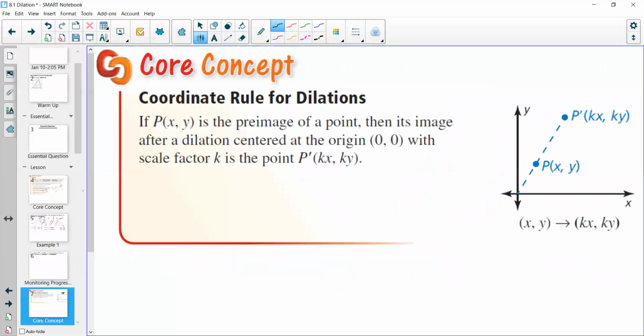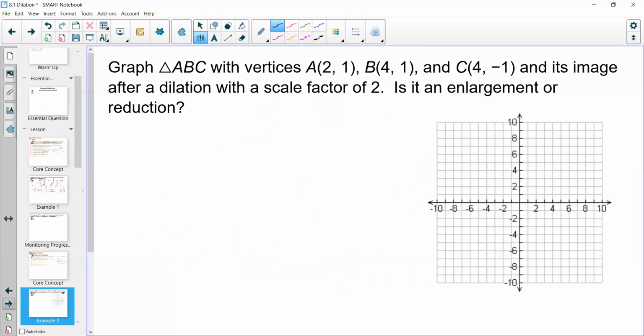Now, the cool thing is we can actually use coordinate rules for dilation. As mentioned earlier, if we are given an image in a coordinate plane and we want to dilate it, either make it bigger, make it smaller, whatever it is, we're going to use the origin as our center point. And then our scale factor, what we'll do is just multiply that times the x and y value. So let's take a look at a couple of examples here.